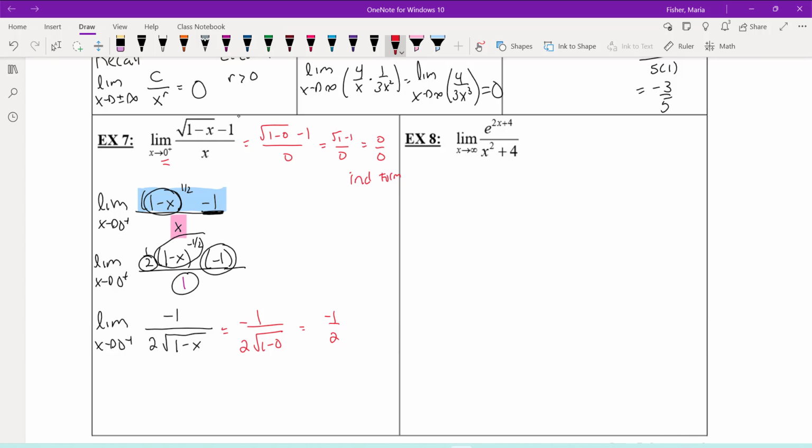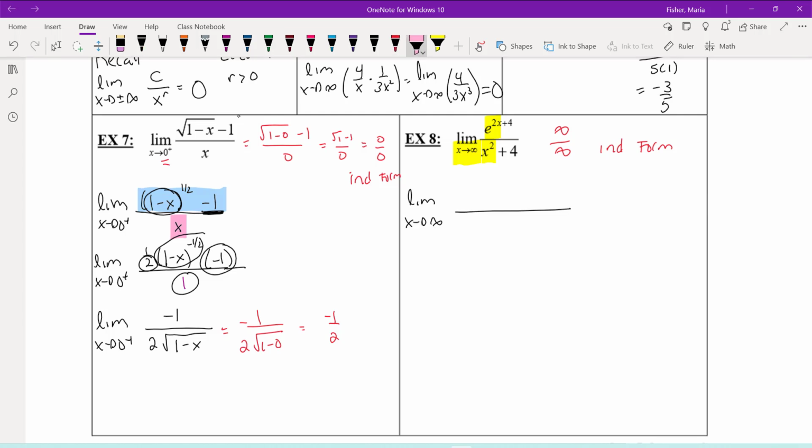Number 8. The limit as x goes to infinity of e raised to the 2x plus 4 divided by x squared plus 4. First thing you do, since it's a limit at infinity, is think, what are you really looking at? Well, I'm looking at an e to the 2x and an x squared. So e to the infinity is going to be infinity, and infinity squared is going to be infinity. So you have infinity over infinity, and that is indeterminate form. Then you start taking the derivative using L'Hopital's rule.